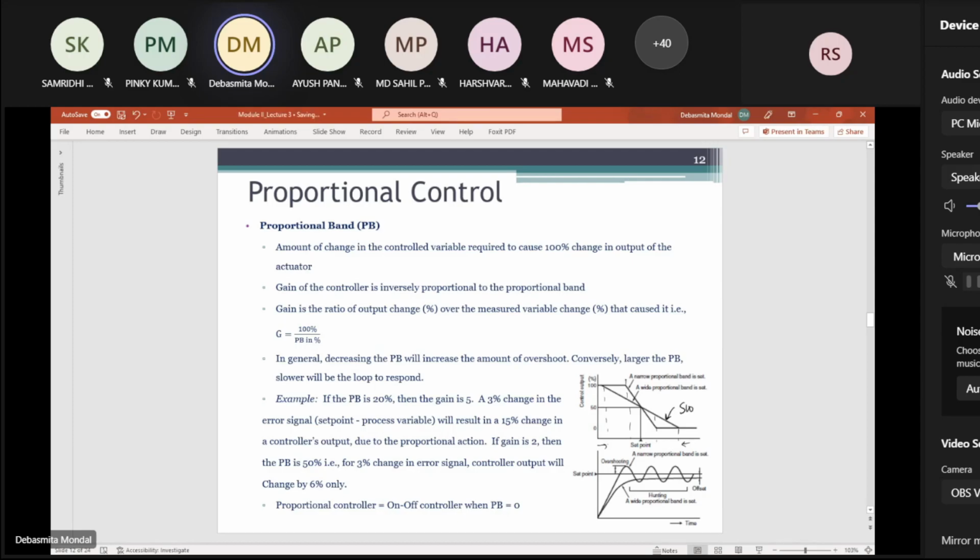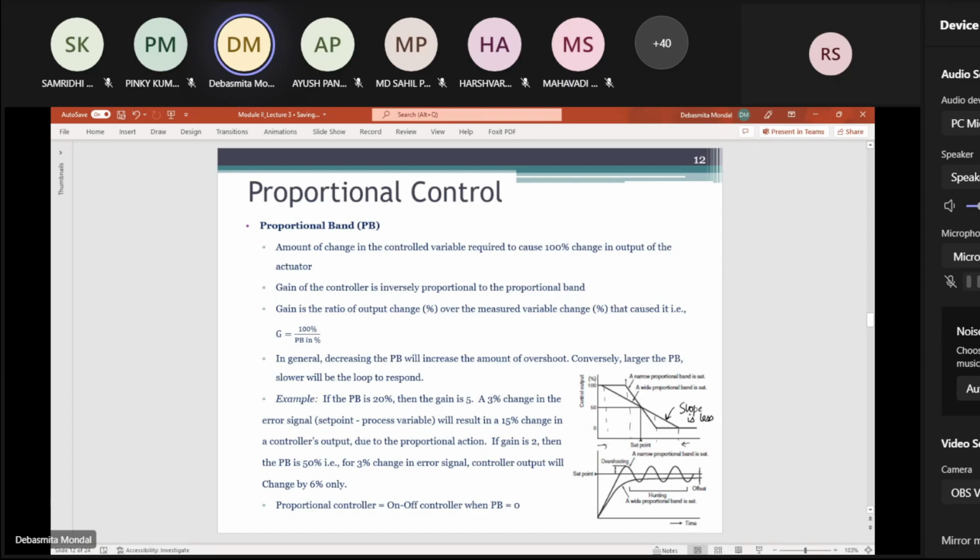Here the slope is less, and in this case the slope is high. So if you want a higher slope, a higher value of KP, the gain is higher and the proportional band will be less. But if you have a lower value of KP, then the gain of the controller is lower and your proportional band will be higher. So in general, when do we need a higher value of proportional band and when do we need a lower value?